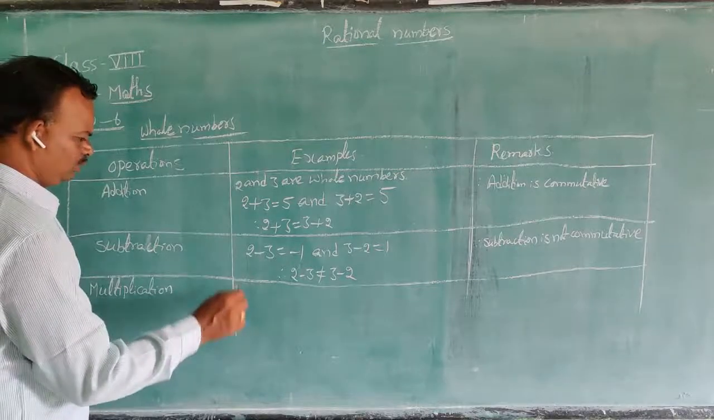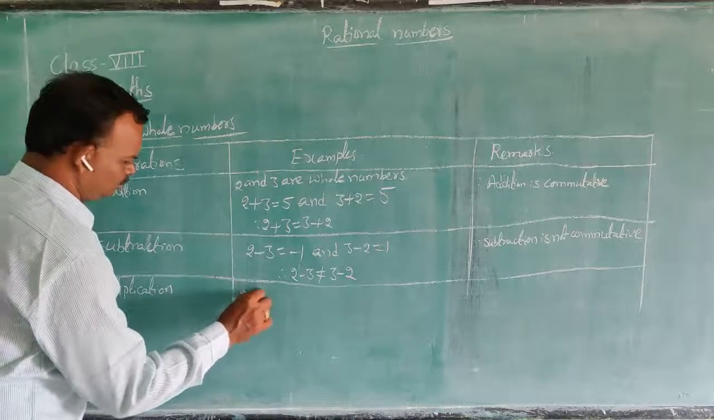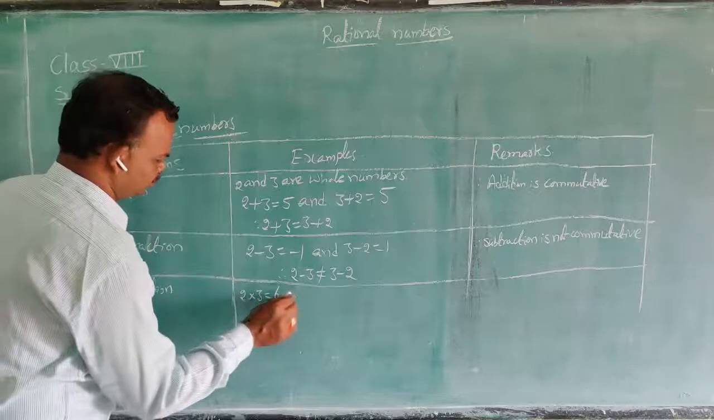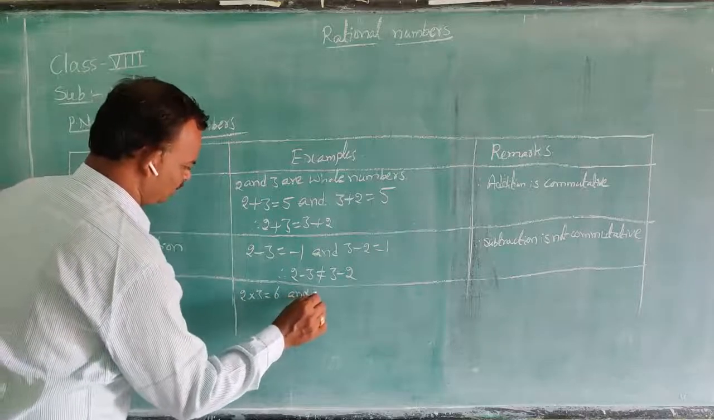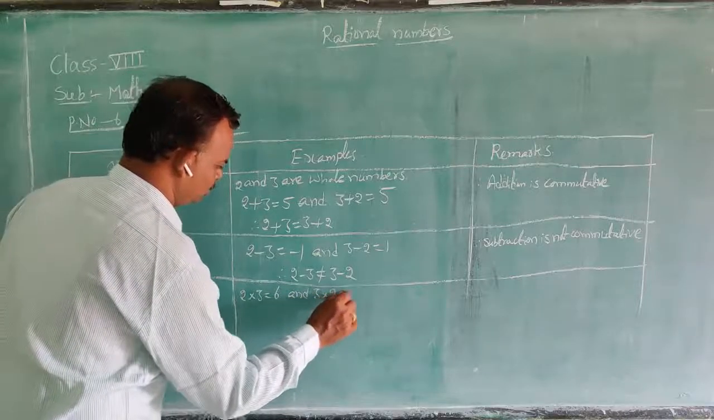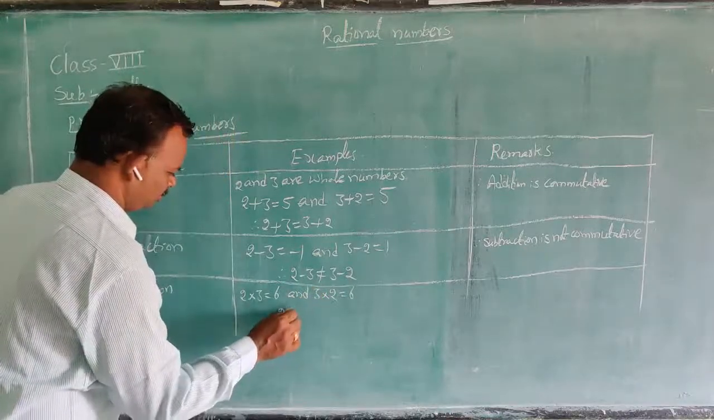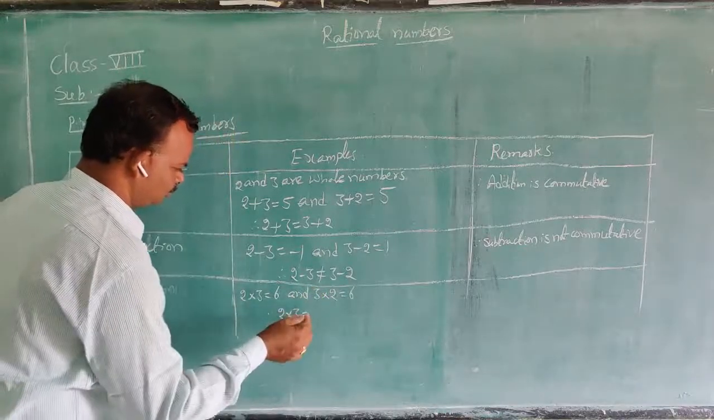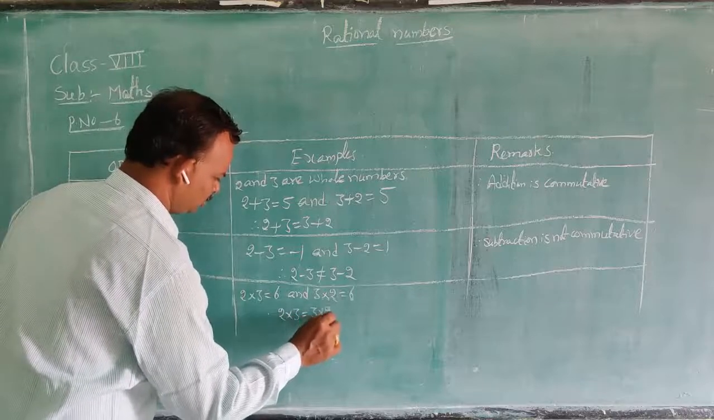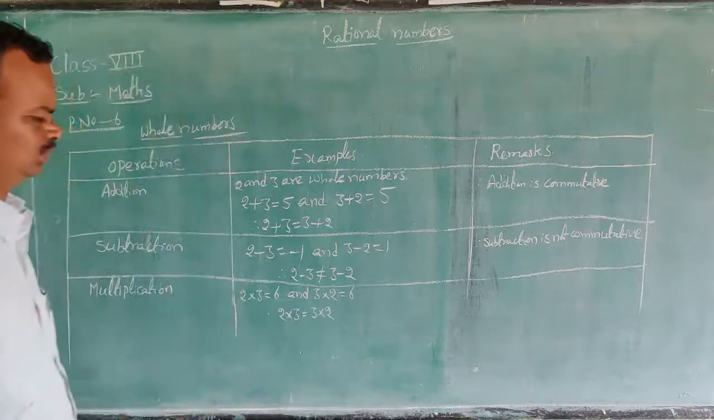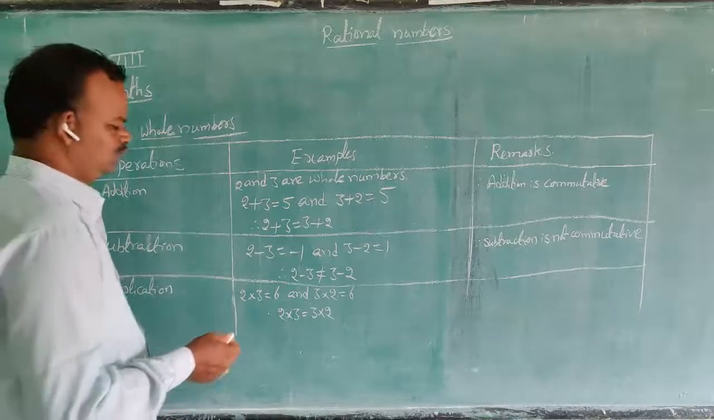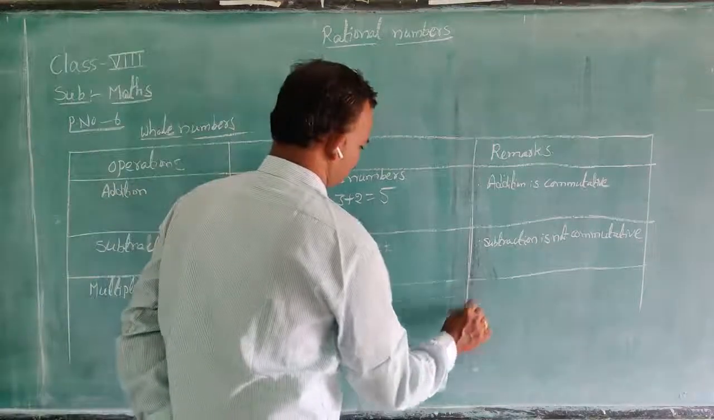Next one is multiplication. Take these two values. 2 into 3 is equal to 6, and 3 into 2 is also 6. Therefore 2 into 3 is equal to 3 into 2, so it is commutative.